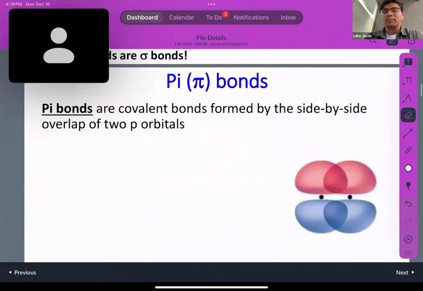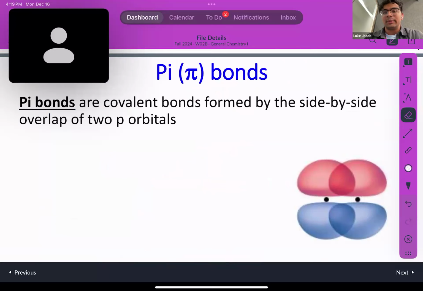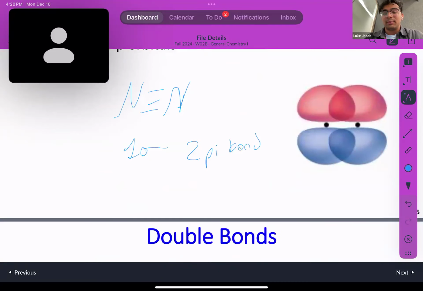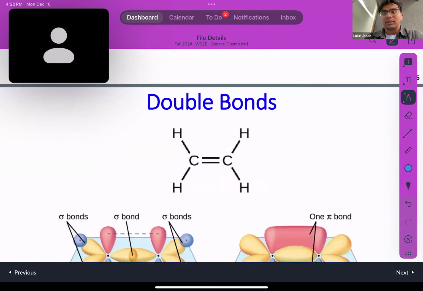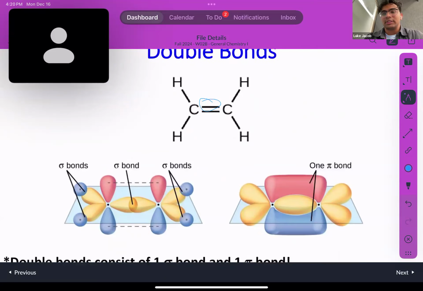Pi bonds are a little different. Pi bonds are when there's a double bond or a triple bond. So something like looking at nitrogen like this, right? How many sigma bonds are there? There's one sigma bond and there's two pi bonds. And yeah, he likes to use these symbols instead of saying pi or sigma. So this is a pi bond, and then there's also a sigma bond there as well.